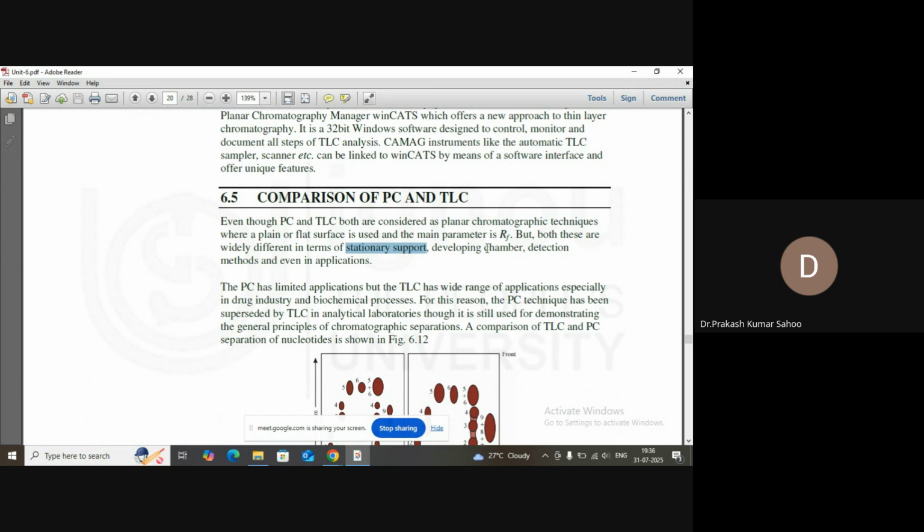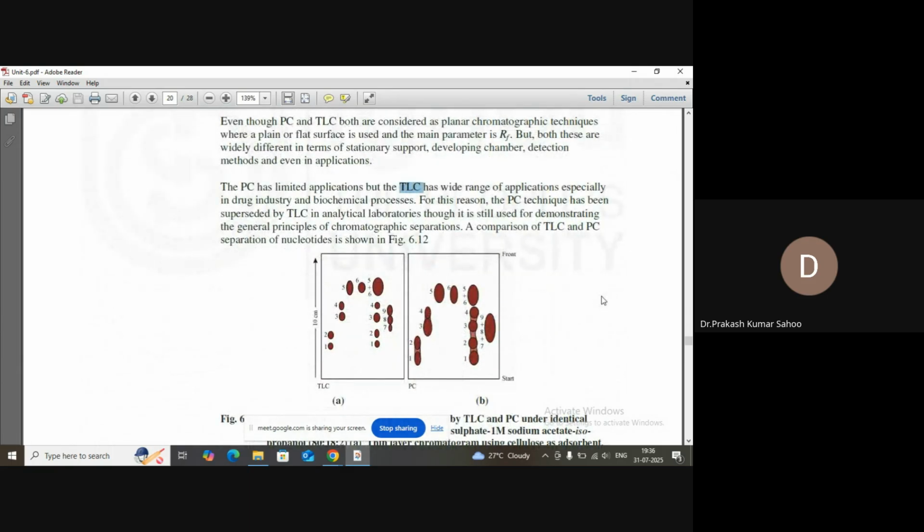And in PC, what happens? The chosen solvent is used as the mobile phase, and it may be ascending PC or descending PC. If it is from bottom to top, it is ascending chromatography. If it is from top to bottom, it is descending chromatography. But in PLC, the stationary phase is different because on the PLC plate, a slurry is coated uniformly. The slurry is prepared with silica gel and water, a dense liquid, and that is sprayed onto the chromatographic plate, that is, thin layer chromatography.